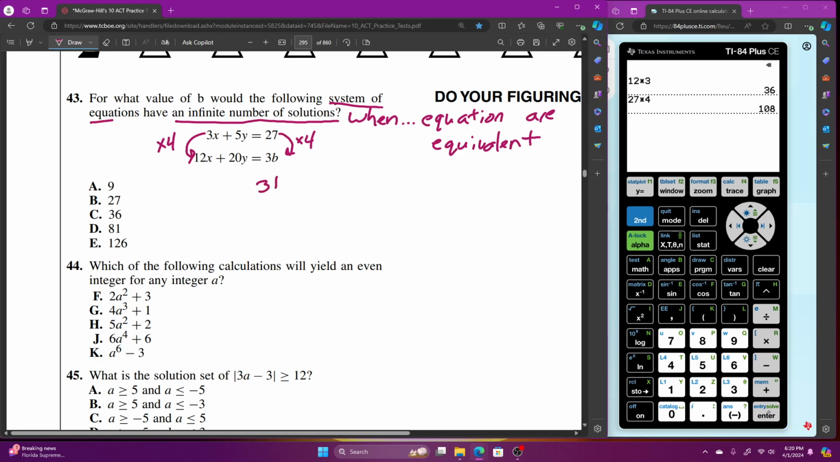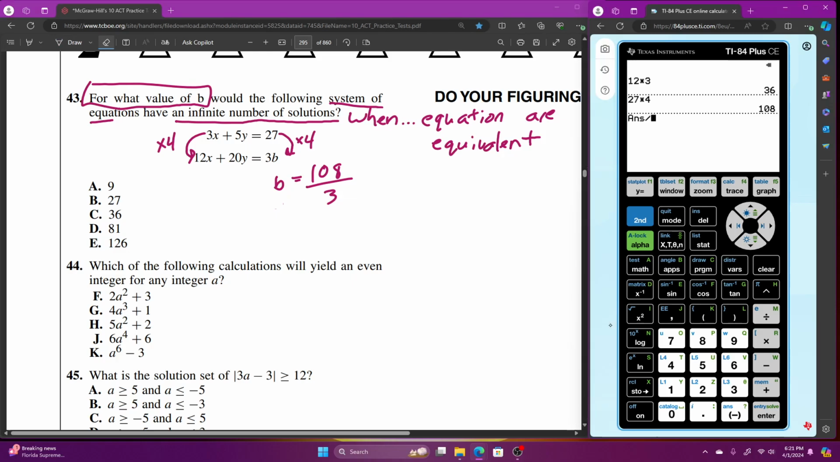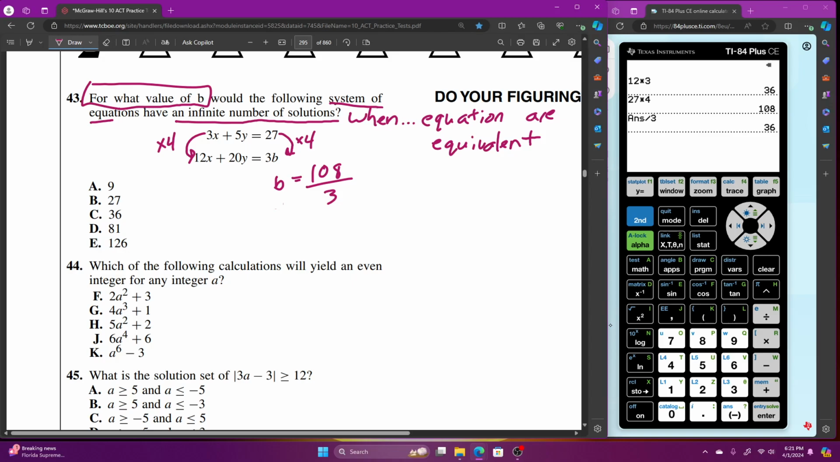So we need 3b to be equal to 108. How do you get the b by itself? To find the value of b, what's the 3 and the b doing together? They're multiplying. What's the opposite of multiplication? Divide both sides of the equation by 3 to turn that 3 right there into an invisible sneaky ninja 1 who disappears, and we're left with b equals 108 divided by 3 is 36. And that's our answer to question number 43.